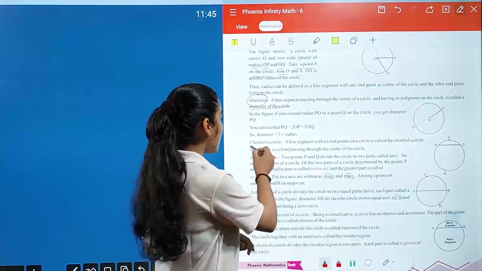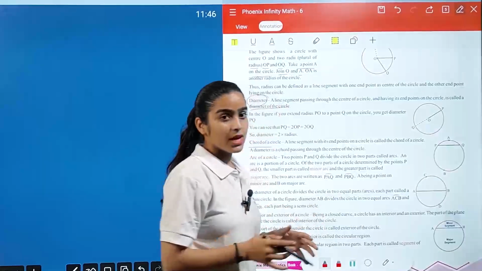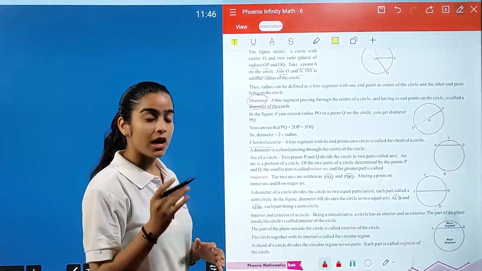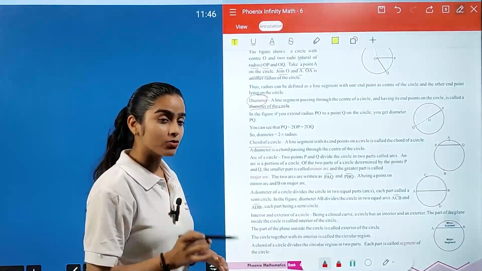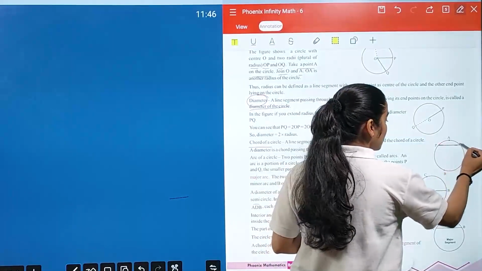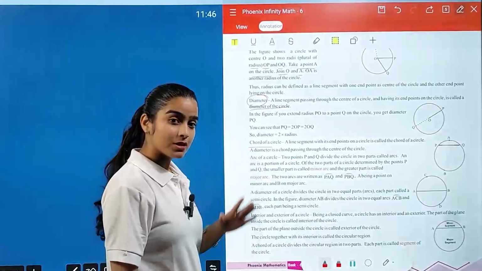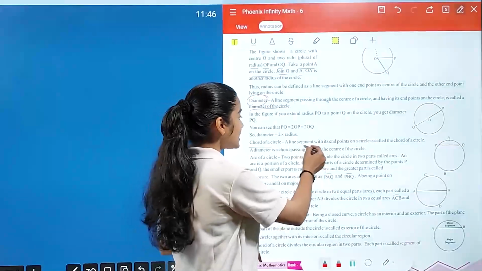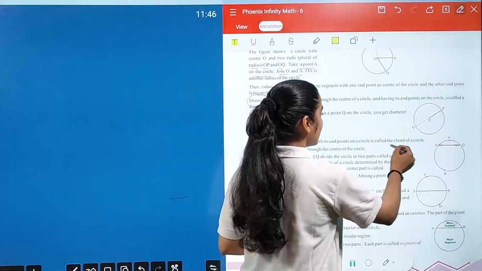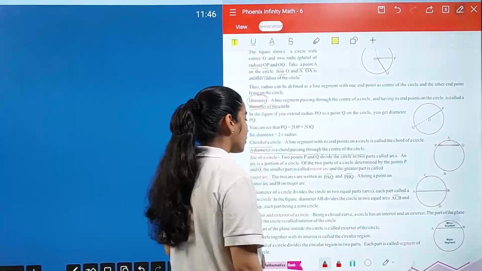Now we have the chord of a circle. A chord of a circle is a line we make in our circle which is not necessarily passing through the center. So what you see, this line is not passing through the center. The biggest chord we have is the diameter, which passes through the center. A line segment with its end points on a circle is called a chord of a circle. A diameter is a chord passing through the center of the circle.